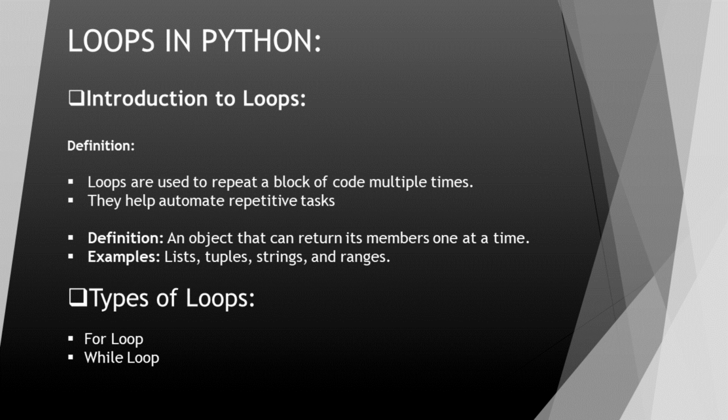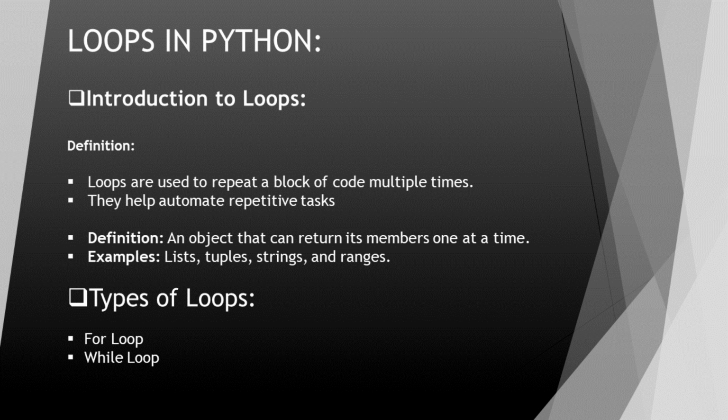So, what are loops in Python? Loops are used to repeat a block of code multiple times. They help to automate repetitive tasks. So consider you want to print a name 100 times. You can't write a print statement 100 times. So for that reason, we use for loops so we can do the same task repetitively.